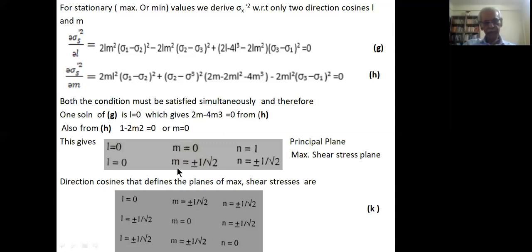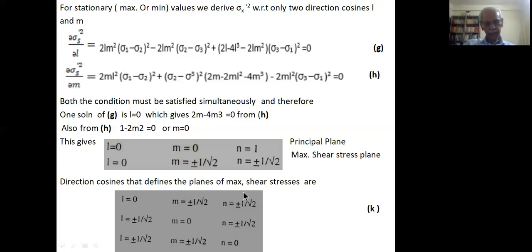If you look at it carefully, there are 4 planes. And similarly, instead of L and M, if we take M and N or N and L, you will get 2 more conditions, and there will be M equal to 0, L equal to plus minus 1 by root 2, N equal to plus minus 1 by root 2. And again, similarly, you can get N equal to 0, L equal to plus minus 1 by root 2, and M equal to plus minus 1 by root 2.